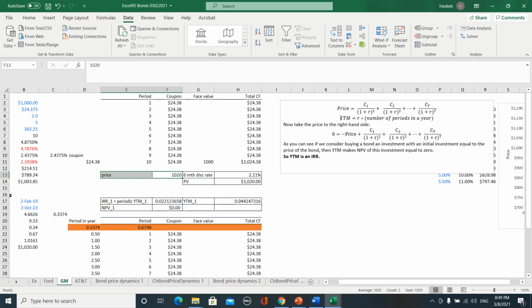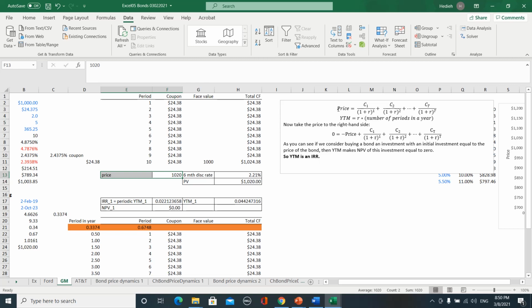This is an annual percentage rate. It is important to understand that yield to maturity is the periodic or annual rate of return on a bond if you buy the bond at the current price, and you reinvest all the coupon payments that you receive from that bond at the same yield to maturity. So it is important to notice that yield to maturity is in fact the internal rate of return of investment in a bond.